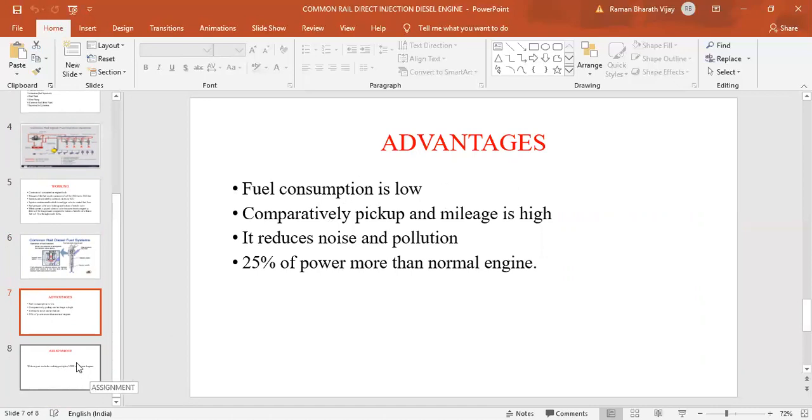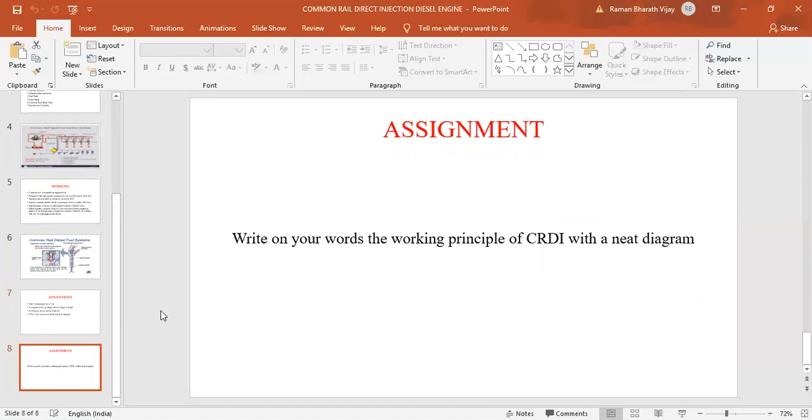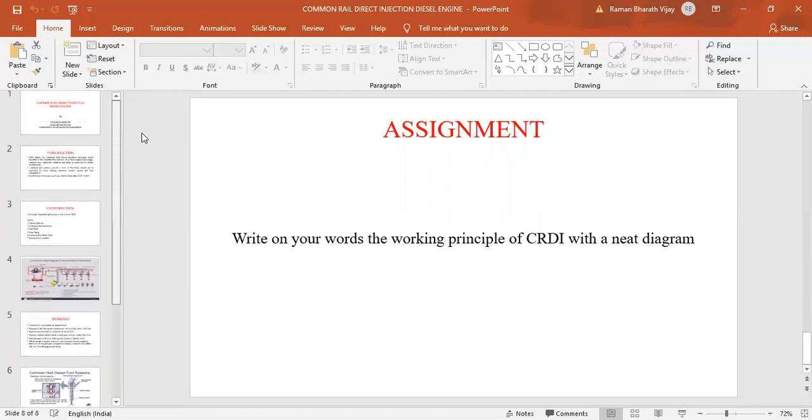Lastly, we will have an assignment. I request you to draw the CRDI diagram, and I have explained what is what. Please understand and write the working principle in simple words. So this is your assignment.